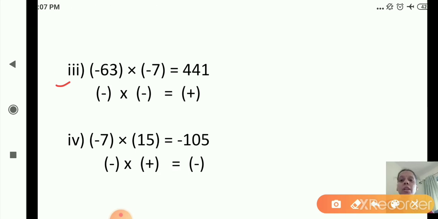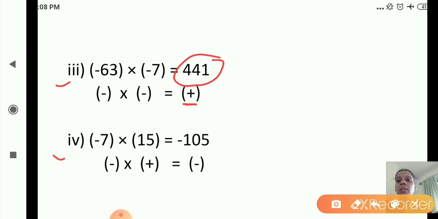Okay, next, third one, minus 63 multiplied by minus 7. Minus minus it becomes plus. So 63 multiplied by 7 you will do, that is 441 and the answer is positive. So plus 441, because one number is minus and the other number is also minus. Yes, so the product of two negative integers is a positive integer.